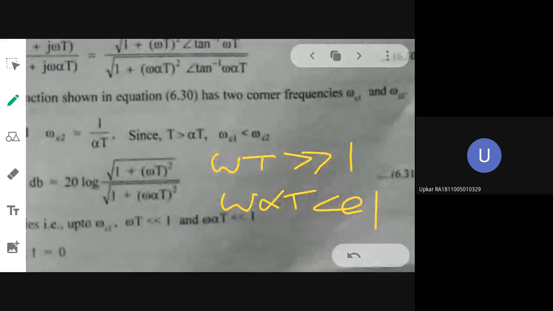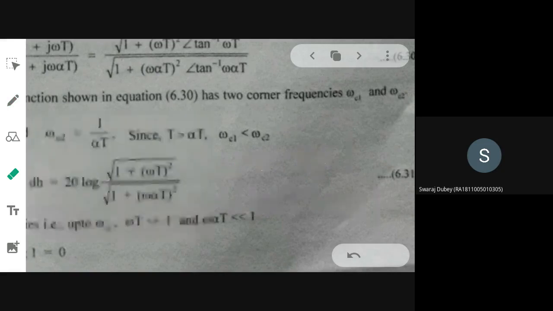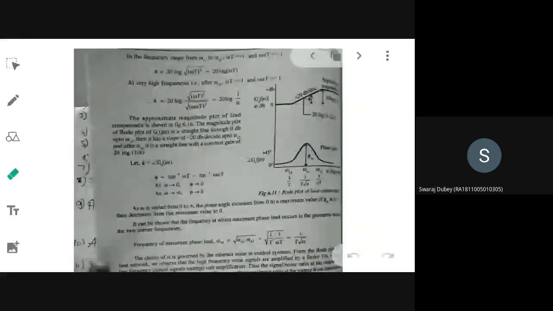Omega t greater than 1 and omega alpha t less than 1. So what can you eliminate in the numerator and the denominator? In the denominator, you can eliminate omega alpha t; in the numerator, you will be eliminating 1. So what will be the magnitude formula in this second case? 20 log omega t. That is for the second case.